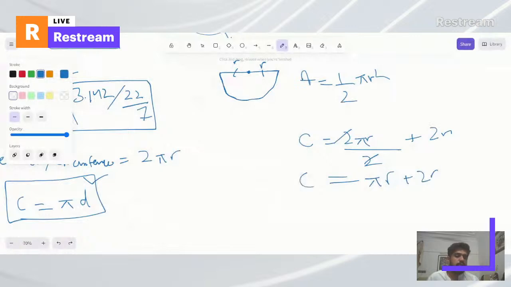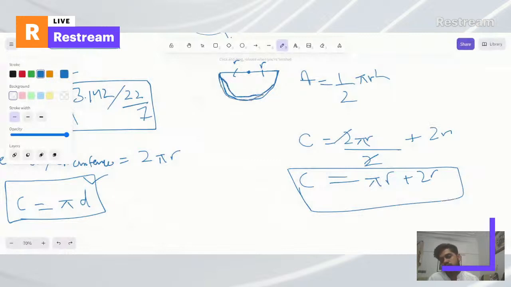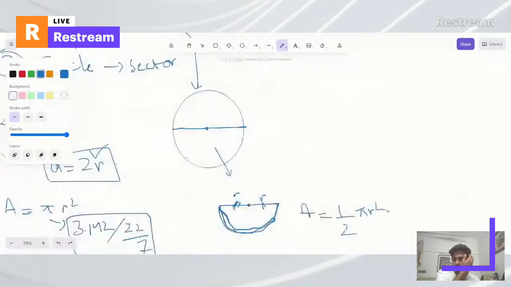So the circumference is going to be the length of all the sides. This one is pi r, and then it has two different lengths, two radii over here as well. So it's going to be plus 2r. I hope you all understand this. Okay, so this is a little bit about circles.